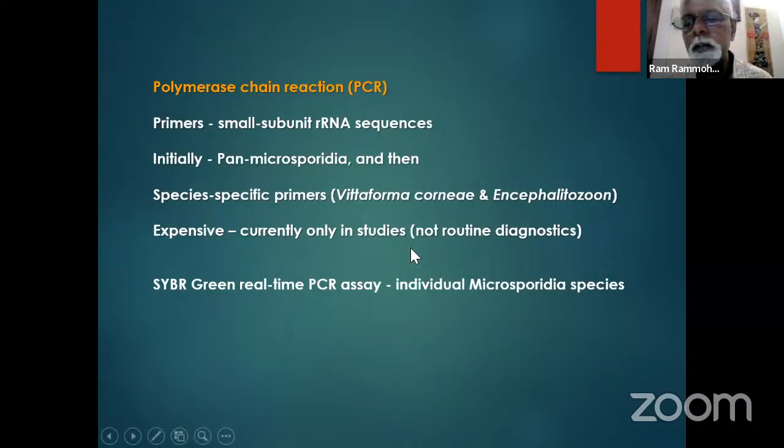The PCR is the next one, which is expensive. It's not currently used as a routine diagnostic in any of the hospitals today. It's currently used only in studies, but briefly, I can pick up any small amount of the DNA from the scraping or even from a smear. You can even use a swab in the superficial cases and send it in saline. And they use primers, typically two types of primers. There, of course, is a pan microsporidia primer which is used. But specific primers are always encouraged, and the commonest ones for Vittaforma and Encephalitozoon primers can be used for the PCR. A variation on this is SYBR Green real-time PCR, which works extremely well for individual Microsporidia species. But then this is not easily available and is quite expensive.